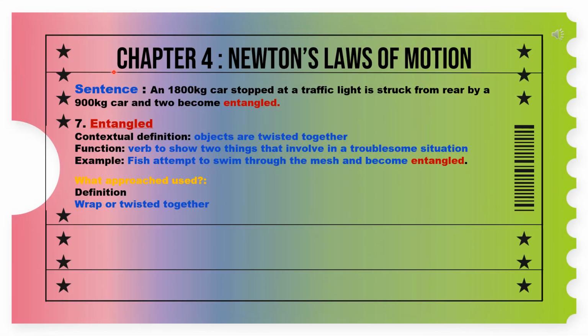Chapter 4, Newton's Laws of Motion. The sentence is, an 1,800 kilogram car stopped at a traffic light is struck from the rear by a 900 kilogram car and they become entangled. What is the contextual definition of entangled? Objects are twisted together. The function is a verb to show two things involved in a troublesome situation. For the example, fish attempt to swim through the mesh and become entangled. The definition is to wrap or twist together.